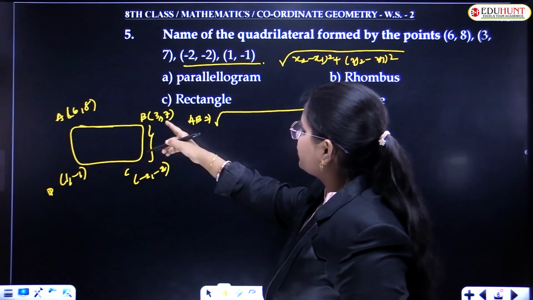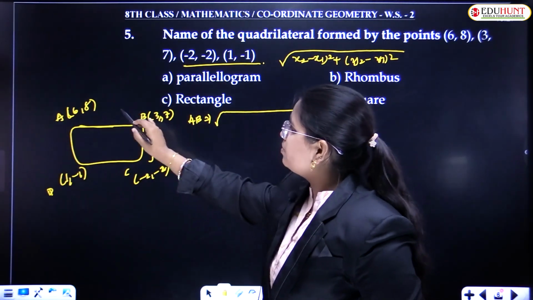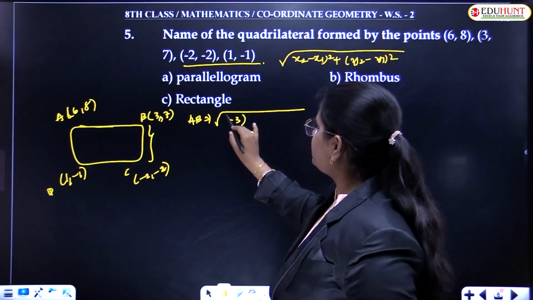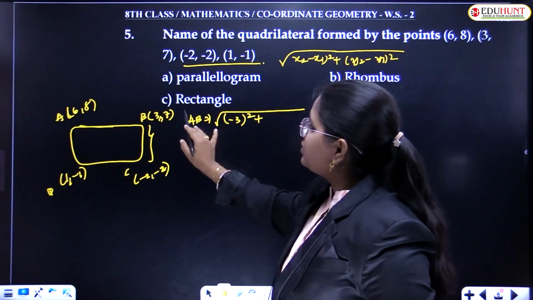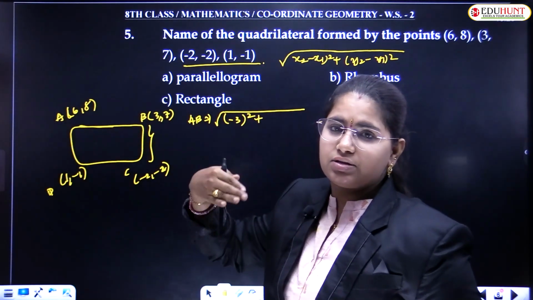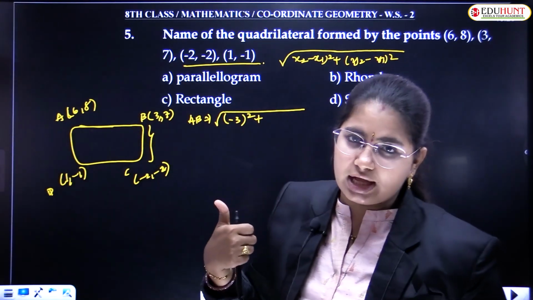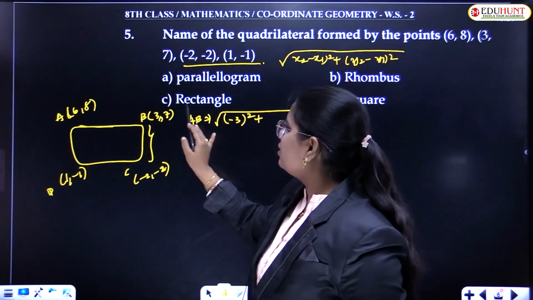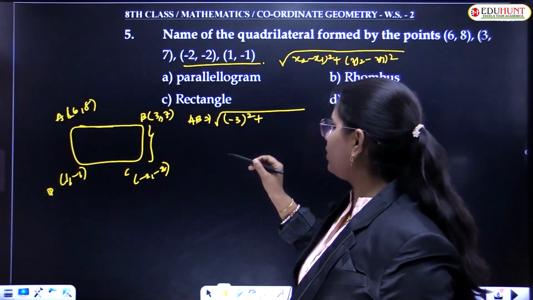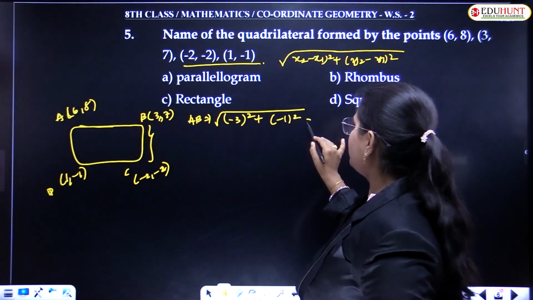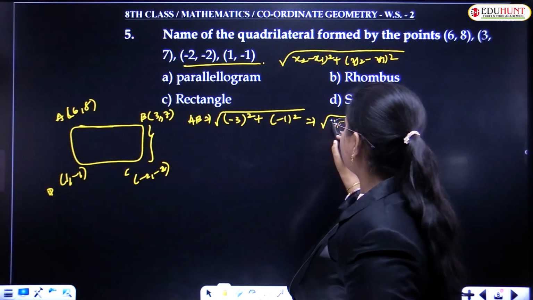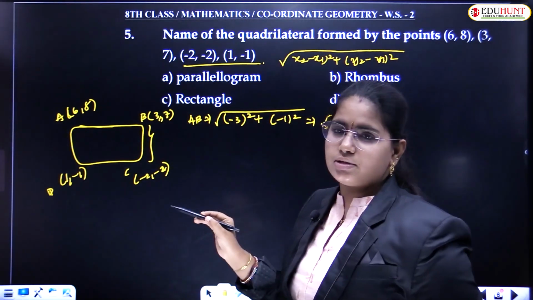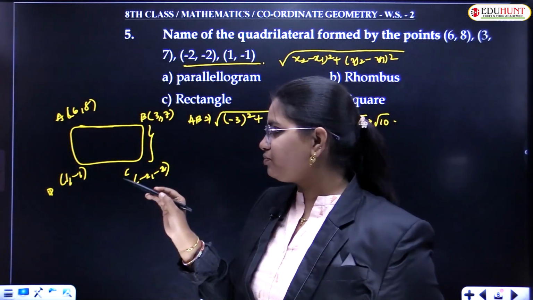See, x2 minus x1: 3 minus 6, which is minus 3. Minus 3 whole square plus 7 minus 8. In the next steps you need to get habituated to calculating the distance formula, right? 3 minus 6 is minus 3, 7 minus 8 is minus 1, whole square. So 3 square is 9 and 1 square is 1, which is root 10. So you got AB length as root 10, correct?